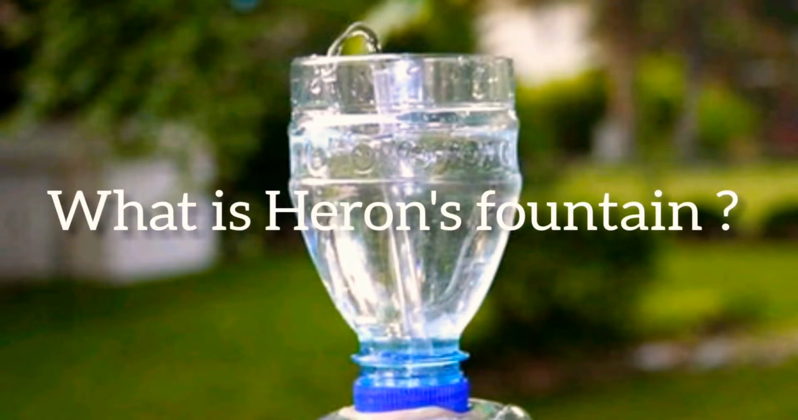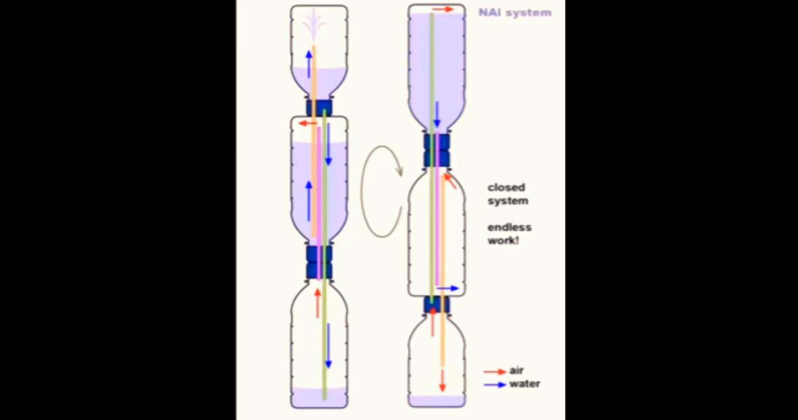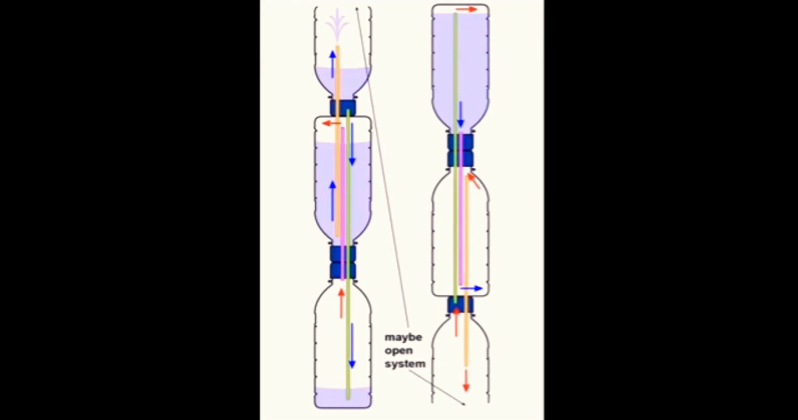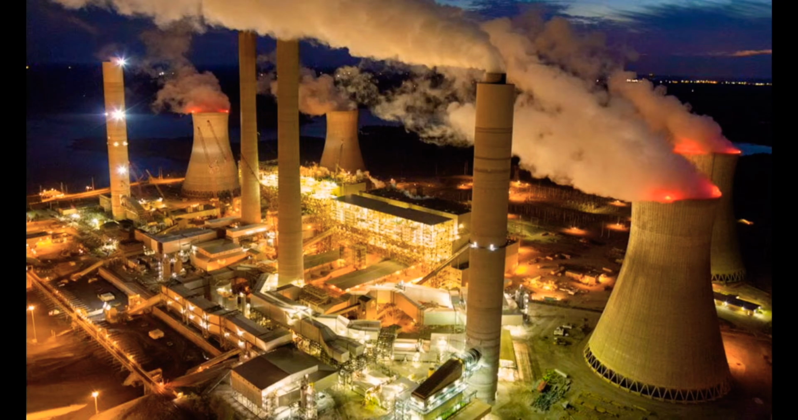What is Heron's fountain? Heron's fountain is a hydraulic apparatus that demonstrates the principles of hydraulics and pneumatics. Flow of water from high gravitational potential energy to low gravitational potential energy causes a fountain to form due to increasing pressure on the inside of the system. Pneumatic systems are commonly found in dams, transmission systems, and power stations.